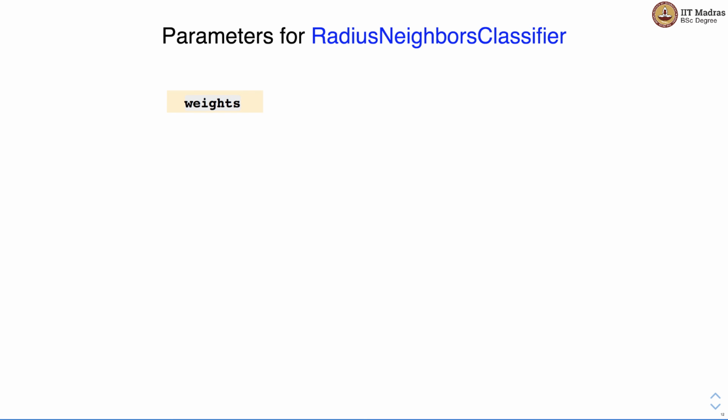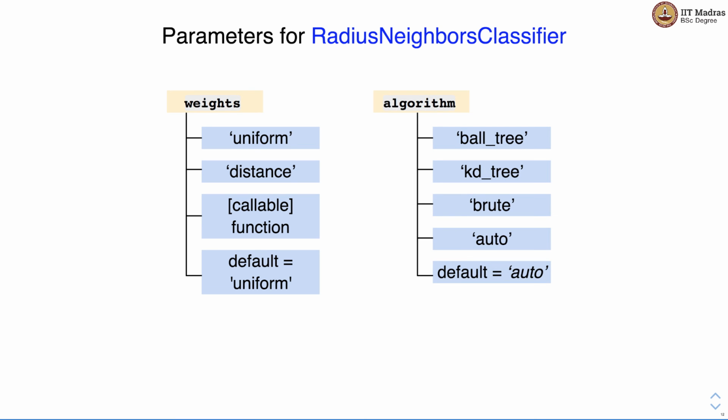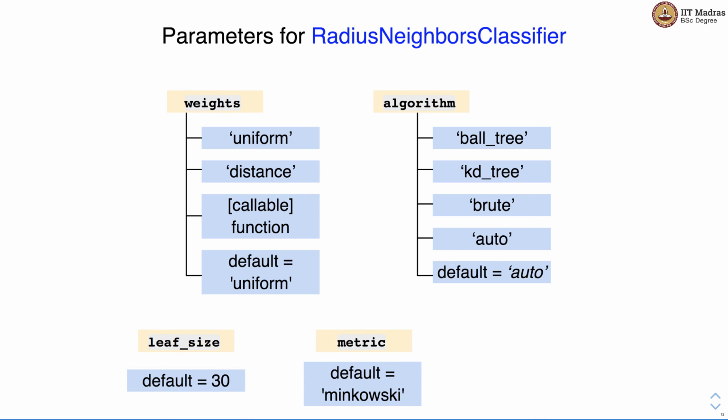There are some parameters for Radius Neighbors Classifier like weights. Again, it could be uniform, distance, or it could be a callable function. The default weight is uniform. And again, just like KNeighbors Classifier, we can use algorithms like ball tree, KD tree, brute force search, and auto. Auto decides the appropriate algorithm based on the values that are passed in the fit function. The default leaf size is 30 and the default metric is Minkowski with the value of p set to 2. So in this video, we discussed a couple of nearest neighbor classifiers implemented in sklearn.